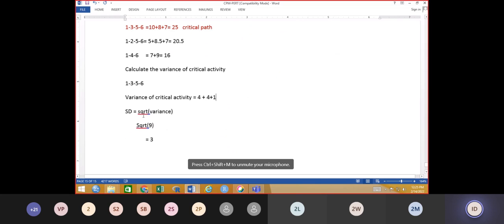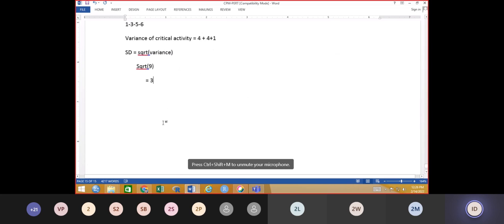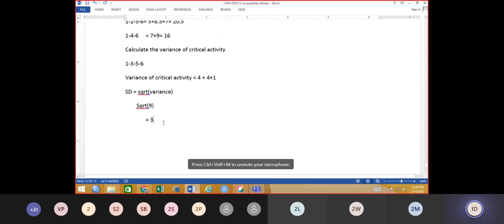Now the standard deviation is equal to the square root of variance. So 4 plus 4 plus 1 is 9, and the square root of 9 is 3. So the standard deviation of this critical path will be 3.